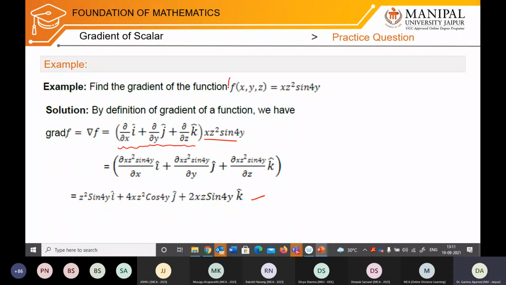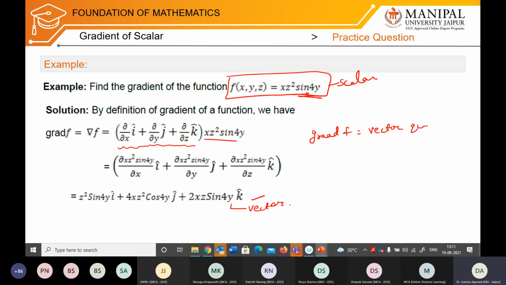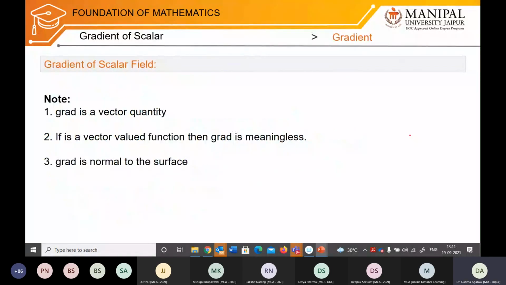Now we can see that this function is a scalar, right? A scalar means I cap, j cap, k cap do not exist in this function. But once I get the gradient of this function, it converts into a vector, right? So gradient of the function is a vector quantity. That is written in the remark. Gradient is a vector quantity. If it is a vector valued function, then gradient is meaningless. We cannot find gradient for the vector function.